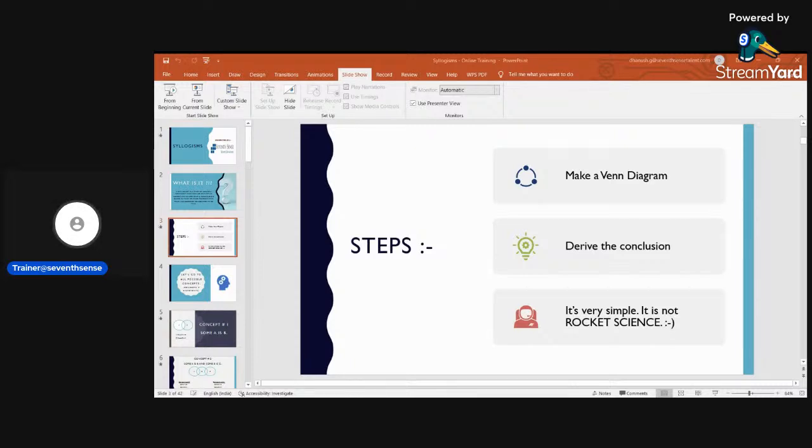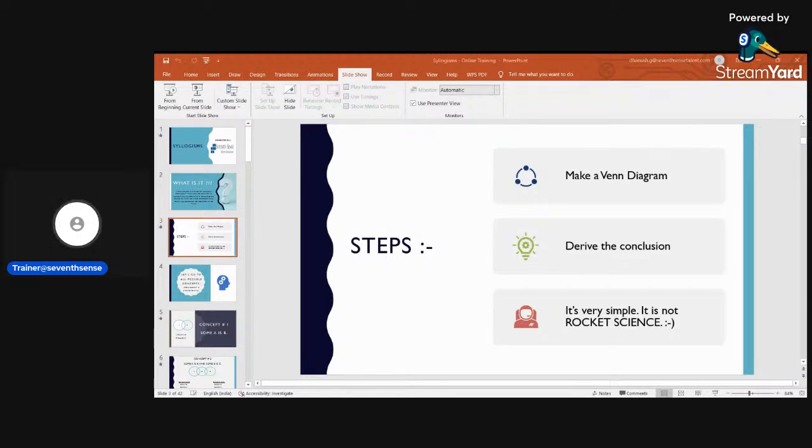So when a "no" comes in a statement, "some ... not" should follow in the conclusion. As we told, some A is not B, some B is not A, no A is B and no B is A. This is called negative conclusions.